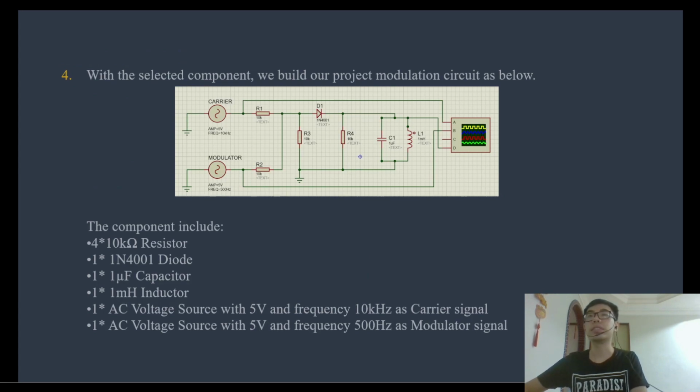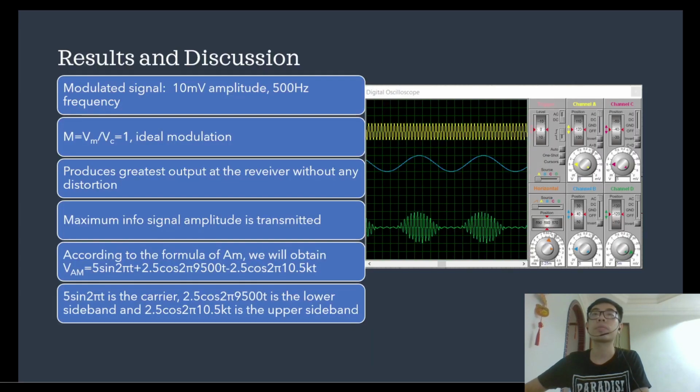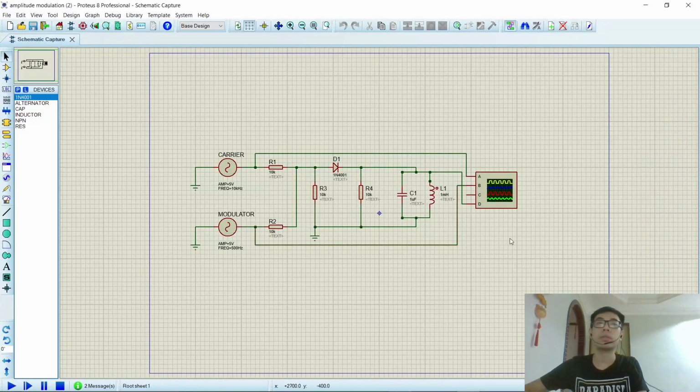So this is the modulation circuit we have built with the selected components, which include a 10 kilo ohm resistor, one 1N4001 diode, one microfarad capacitor, one milli Henry inductor, one AC voltage source with 5 volt amplitude and frequency of 10 kHz as the carrier signal, and another AC voltage source with 5 volt amplitude too, and a frequency of 500 Hz as the modulator signal. This is the circuit we have built in Proteus 8.